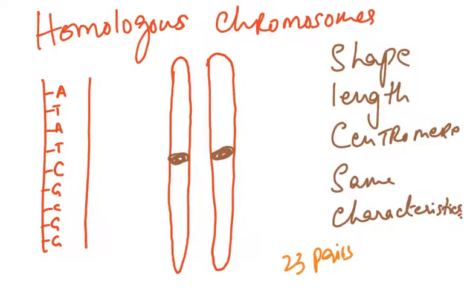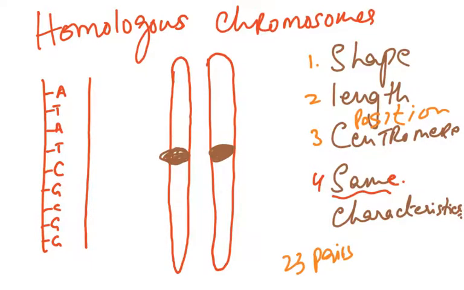Now what is common about homologous chromosomes? Number one is the shape. Number two is the length. Number three is the position of the centromere. So where is the centromere placed? Now here you can see it's here. This is the centromere and this is the centromere. So they've got to be at the same position. So position of the centromere. And number four, they code for the same characteristic.